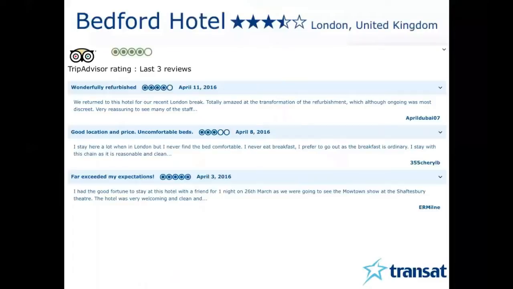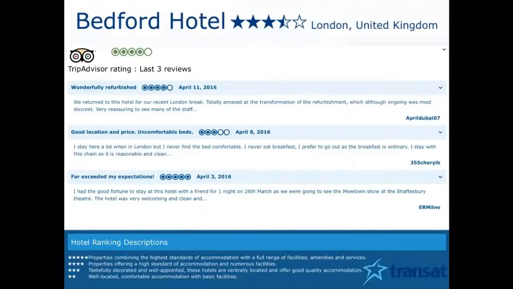One of my favorite features is our hotel ranking system. We have a standard in which we rank all our hotels and all our destinations, so clients can easily tell what each property offers. We also include TripAdvisor ratings in our brochure and real-time ratings on our website, so you can see what others are saying and make an informed decision.